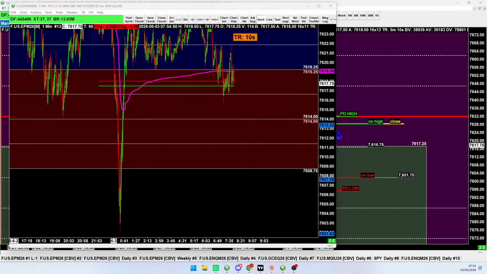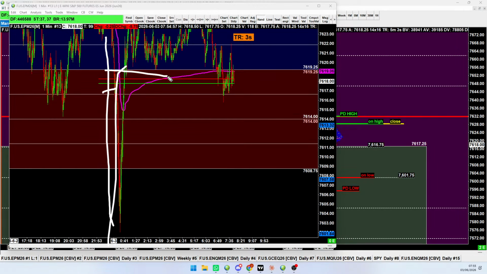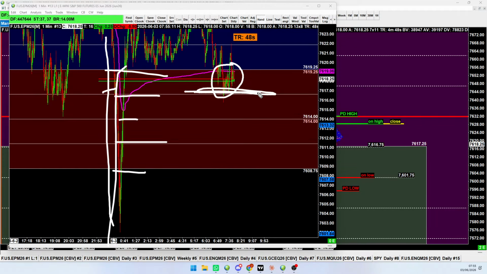Now, what happened last night on the open is the market sold off and everybody got caught short when it ripped back up. They got caught short, and they got caught short here and here and here and here. So that's why it's bid like crazy down here at 76.17, right?